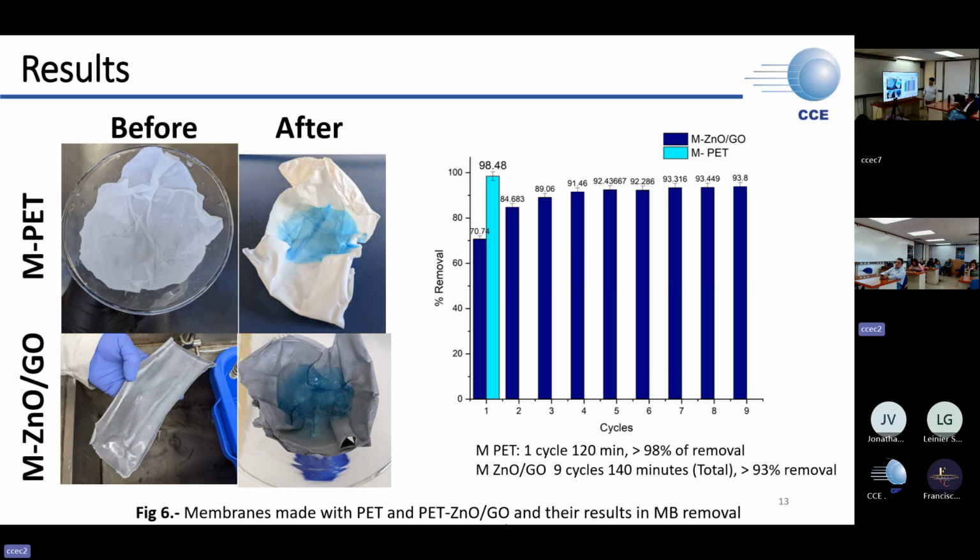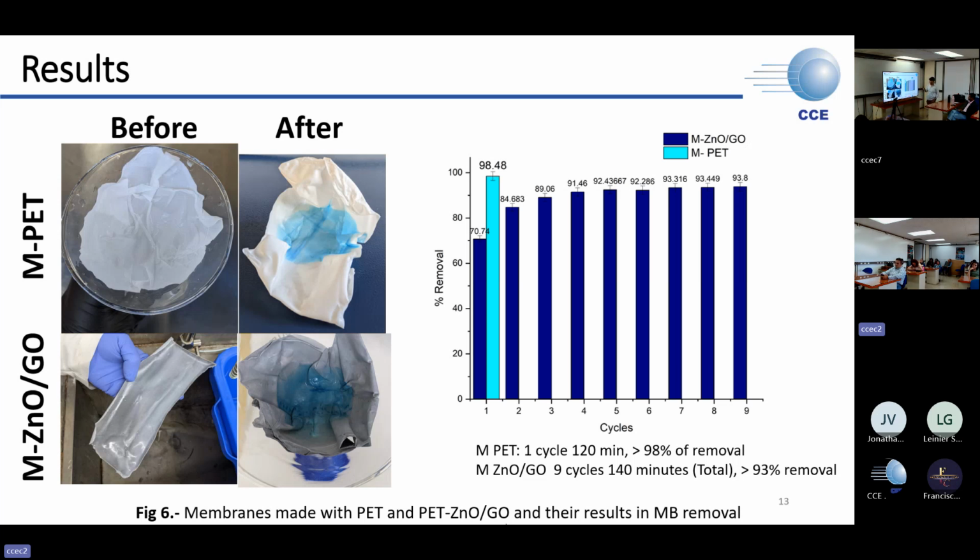These are the membranes. The membrane, as you can see, using only PET is almost white. At the end, it is the color of the dye that is absorbed by the membrane. And when we use zinc oxide, the membrane is a little gray, which is the color of the zinc oxide that we synthesized in the previous work. As you can see, the dye is also absorbed by the membrane.